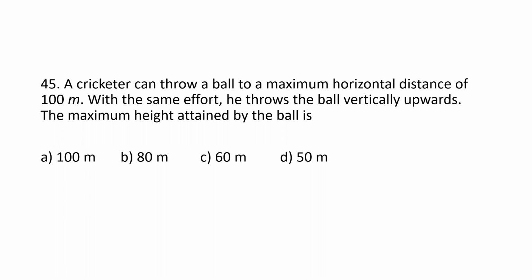So range is given as maximum, which means that the formula is R max is equal to u square divided by g. R max value is given as 100 meter. Then maximum height h max is given by u square divided by 2g. So u square by g is 100, divided by 2. 100 divided by 2 is nothing but 50 meter. Therefore, the correct option is option D. Option D is the right option, that is 50 meter.